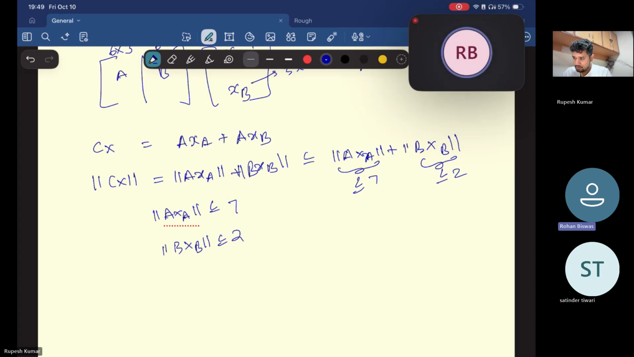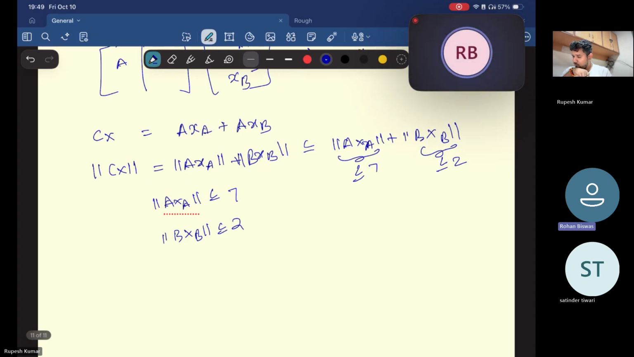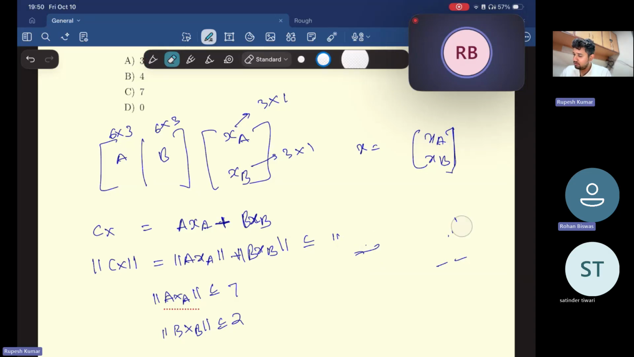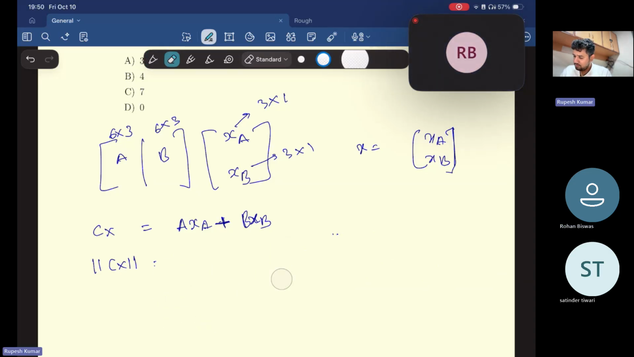I'm saying that we made a small mistake in the previous thing. That is CX equal to AXA plus BXB. Can you just correct that to BXB? Then we are taking the norm, so the norm would be on the whole thing. Then we'll use triangle inequality. We took the norms individually. You're right, I made a mistake there. Let me rewrite this. So this is equal to norm of AXA plus BXB, which is perfectly fine.